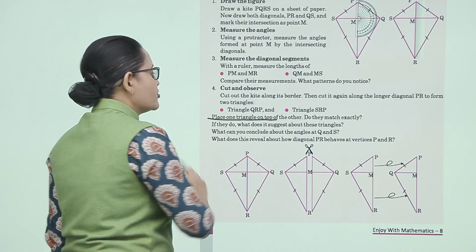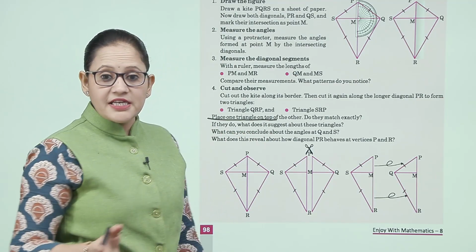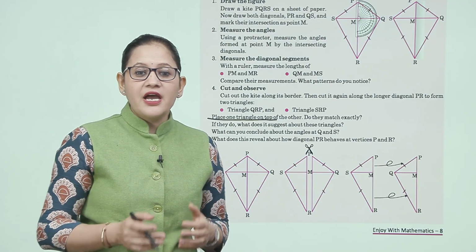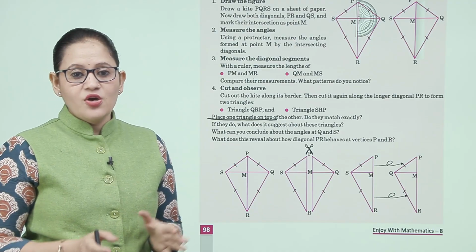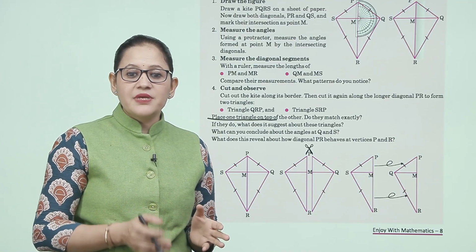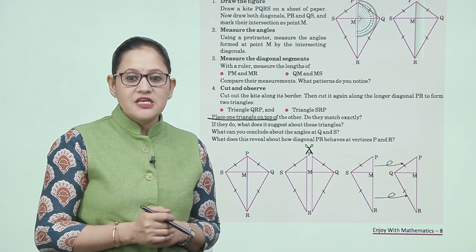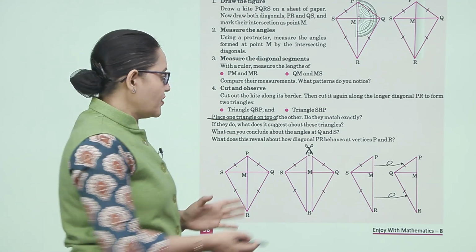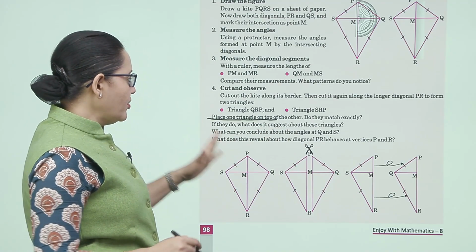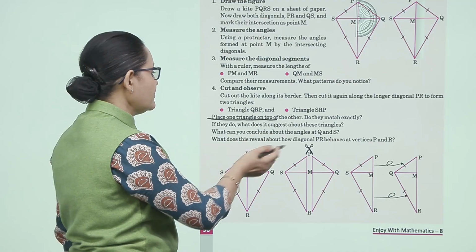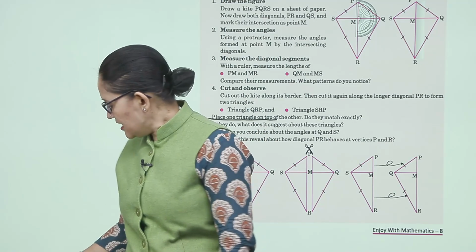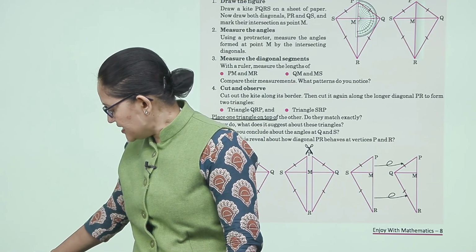Place one triangle on top of the other. Do they match exactly? What can you conclude about the angles Q and S? What does this reveal about how the diagonal PR behaves at the vertices P and R? So we'll cut the two triangles and put them on each other and we'll see. Do they match exactly? Yes, because adjacent sides are equal.